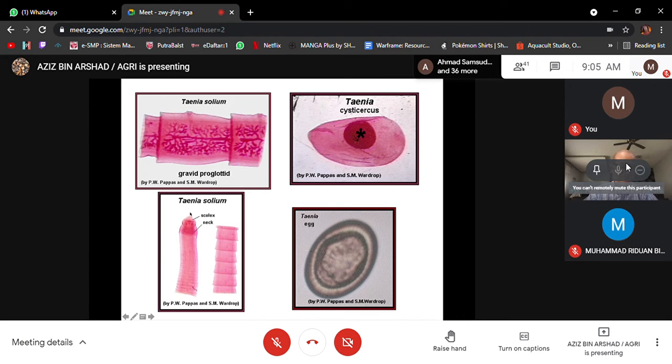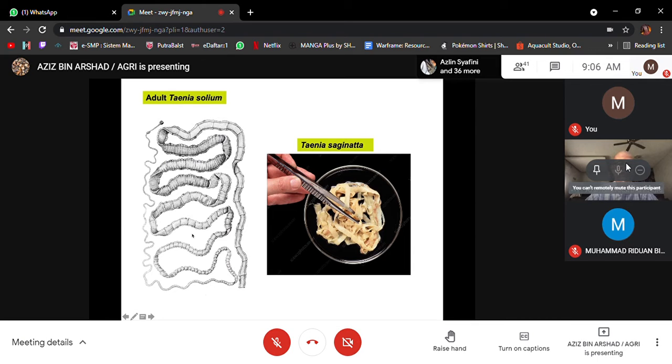So the front part connecting the strobila to the head is called the scolex, and there is a neck here. This is the adult Taenia solium that you find in the pig, in khinzir. And this is Taenia saginata that is found in cow.